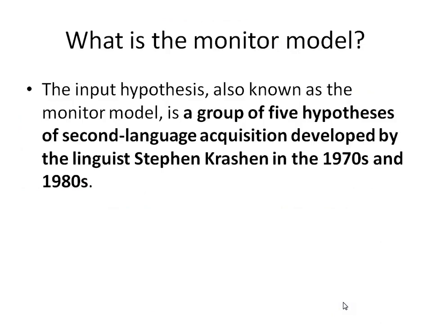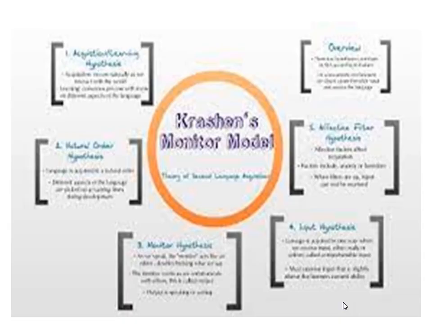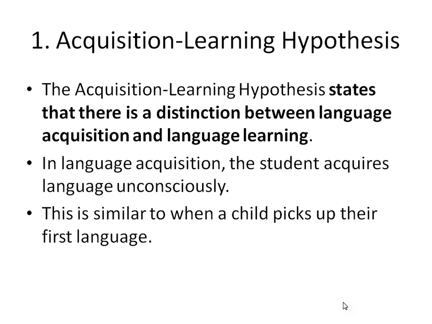Okay, so that is the monitor model, and Stephen D. Krashen developed this hypothesis in the 1970s and 1980s. These are the hypotheses: monitor model, input hypothesis, natural hypothesis, and affective filter hypothesis. Together they are called the monitor model, pioneered by Stephen D. Krashen. And the first hypothesis is the acquisition and learning hypothesis.